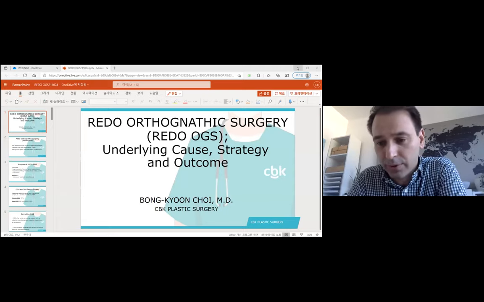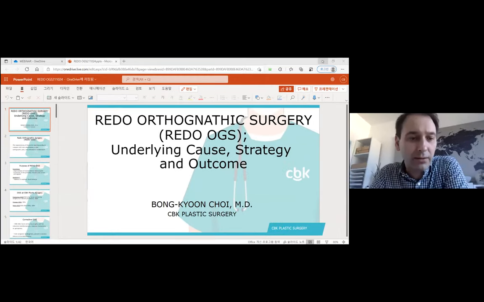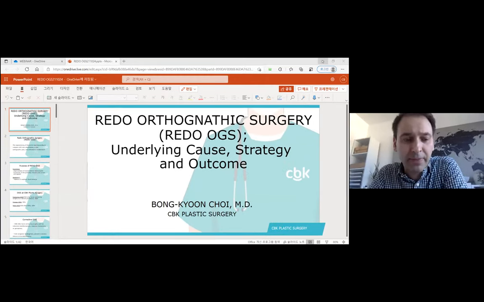I think it's a very important issue to have, because once you face a redo OGS, I always tell my patients that I don't know. Even if you do good 3D imaging and cephalometry, once you go to the OR, everything mostly looks like a war zone, and you don't really know what to expect when you go in. So I think it's a very wise thing to lower the expectation.